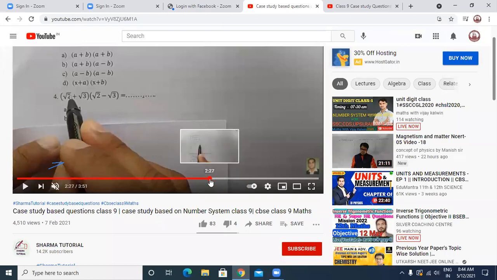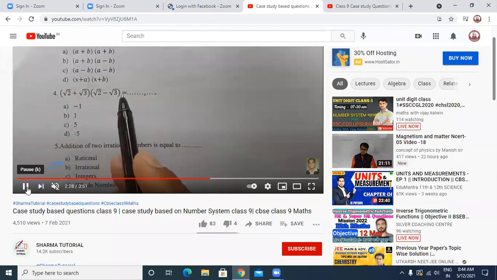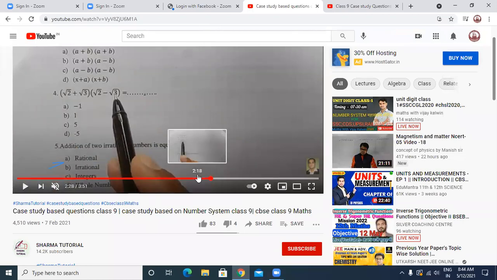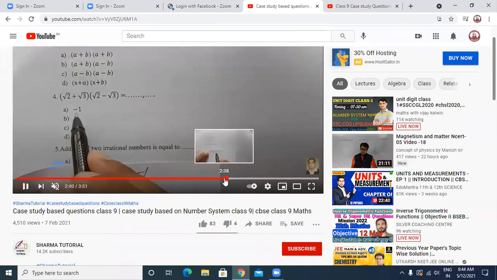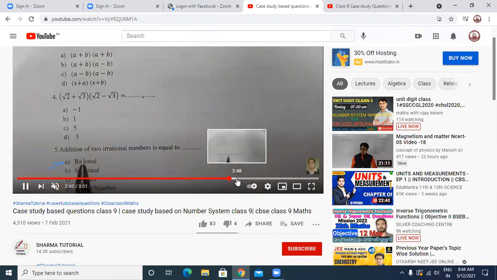Next you have to answer the question, addition of two irrational numbers is equal to. When you add two irrational numbers like root 2 plus root 3, then the answer will be again irrational. So remember that the addition of two irrational numbers is always irrational, that is B part. Okay? Any doubt? Any doubt, beta?